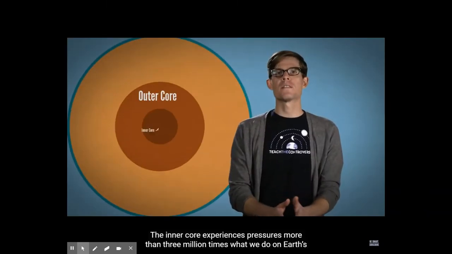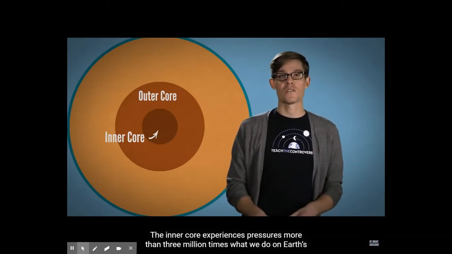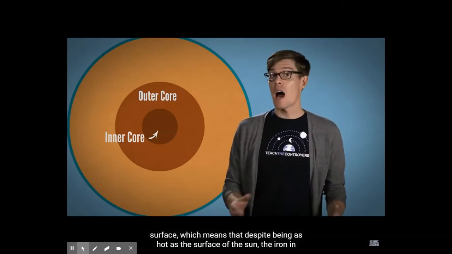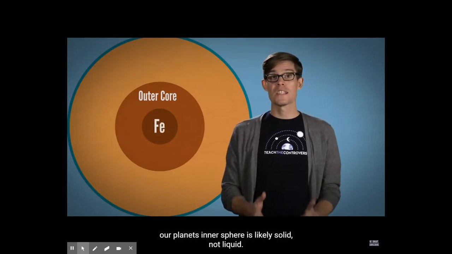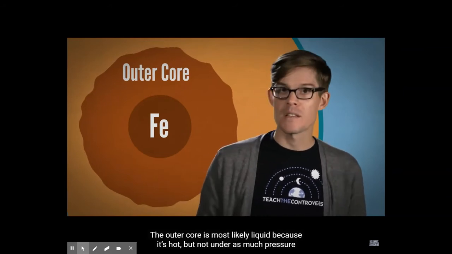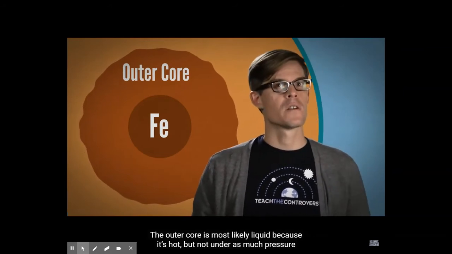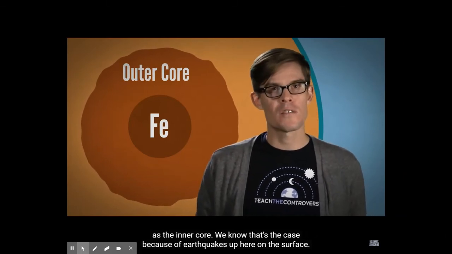The inner core experiences pressures more than 3 million times what we do on Earth's surface, which means that despite being as hot as the surface of the sun, the iron in our planet's inner sphere is likely solid and not liquid. The outer core is most likely liquid because it's hot, but not under as much pressure as the inner core. We know that's the case because of earthquakes up here on the surface.